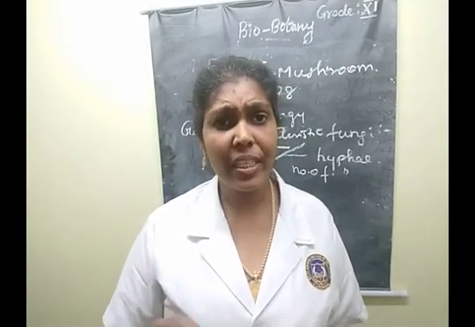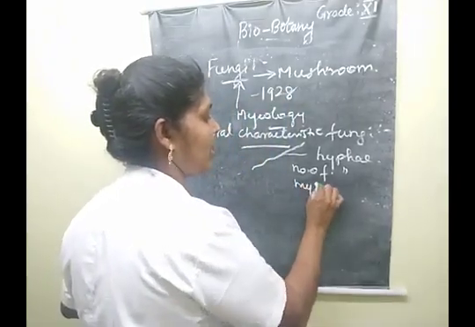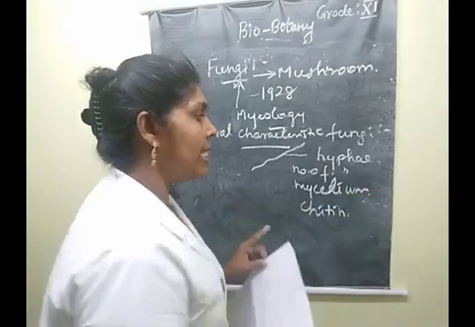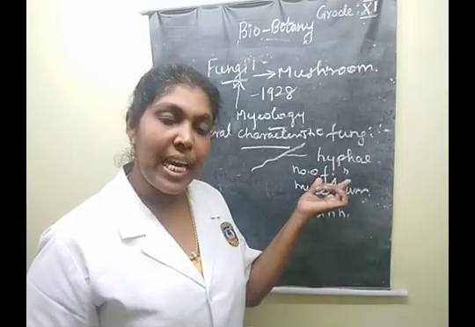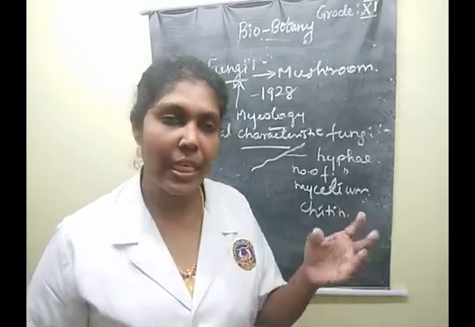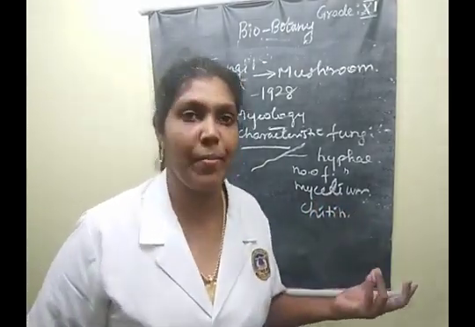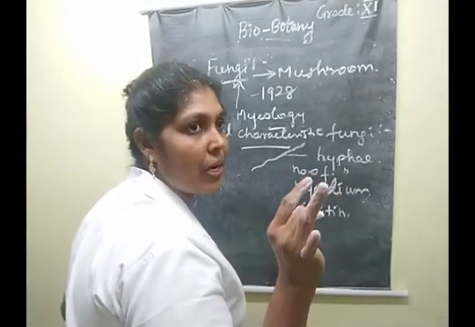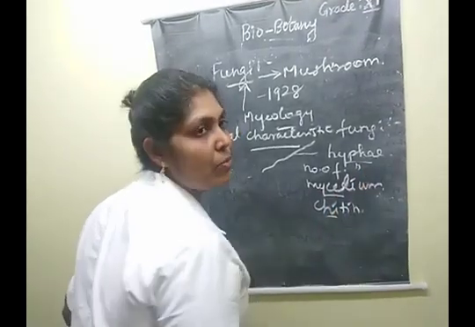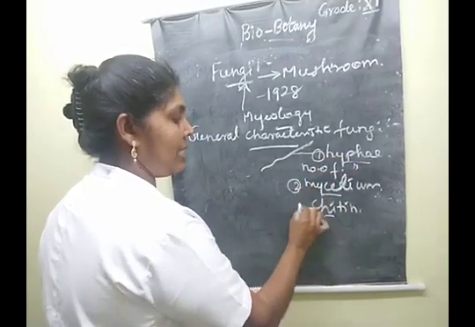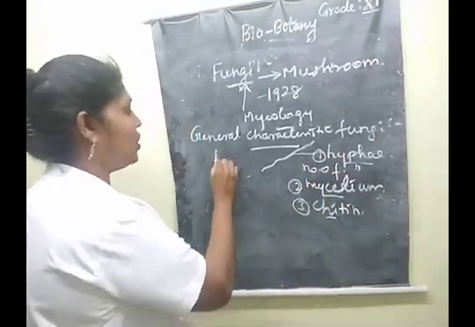Very good, children. The next one, what is meant by chitin? The first one is hyphae, the second is mycelium, and then the third is chitin. Chitin is a polysaccharide present in the fungal cell wall. Which type of polysaccharide? It is a polymer of N-acetyl glucosamine molecules. That polysaccharide present in the fungal cell wall is known as chitin. These three terms are very, very important: what is hyphae, what is mycelium, what is chitin. Clear? The first point is over.